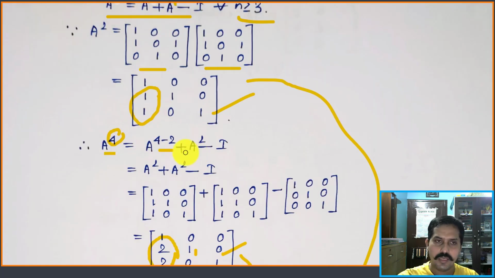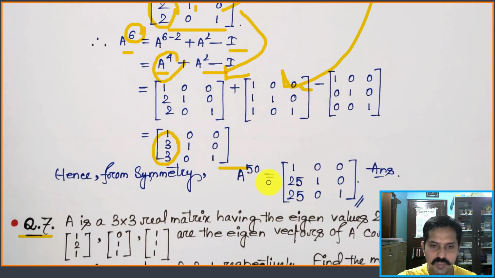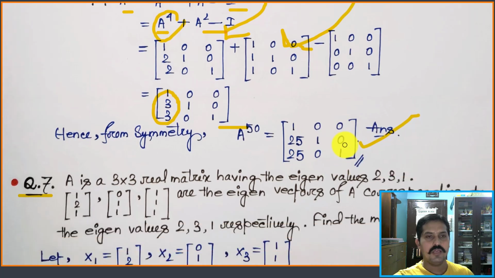So by symmetry we can say, if it is a to the power 50, then it will be 25, 25, and the remaining will be the same. Hence from the symmetry we can write a to the power 50 as 1 0 0, half of 50 that is 25 1 0, 25 0 1. Okay, so this is our result.